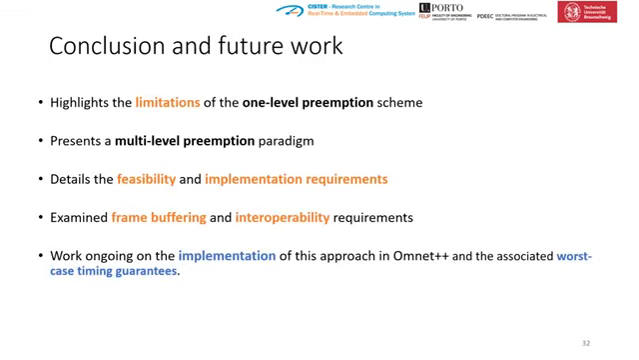In summary, in this work, we have highlighted the limitation of the one-level preemption scheme, and we have presented in detail a multi-level preemption paradigm. The details of the feasibility and implementation requirements of this paradigm are presented, and we also commented on the buffering and interoperability requirements for multi-level preemption. Finally, as future work, implementation of the multi-level preemption scheme on a simulator is ongoing, and the associated worst-case timing guarantee is being investigated.